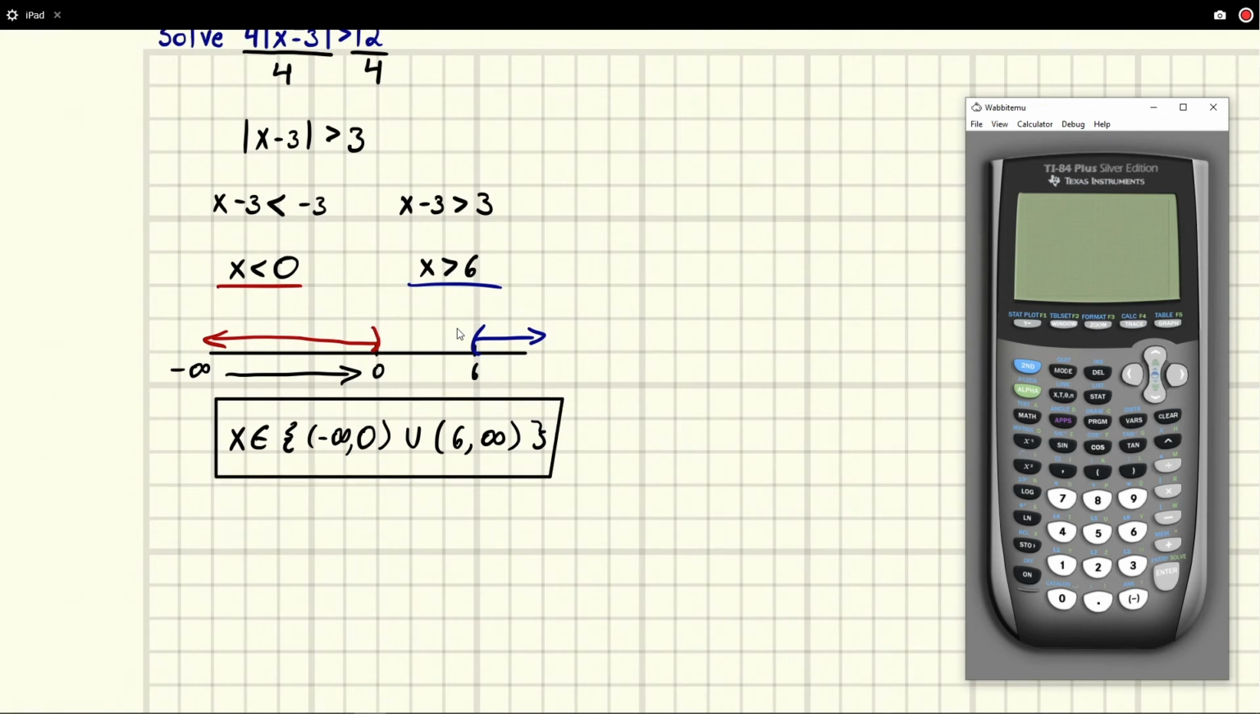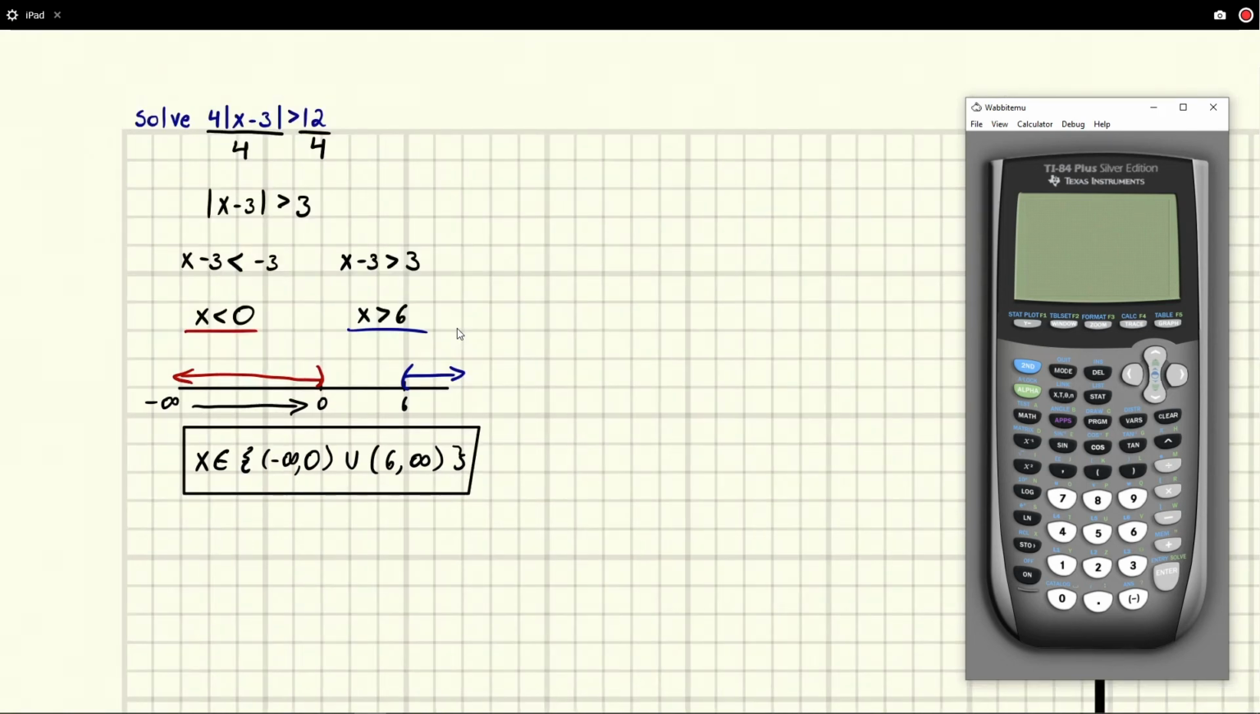Now we can check our solution. There's a couple ways you could check it. First, you could check and make sure that 0 and 6 actually do give 3. But I'm just going to check something inside the interval and see if it comes out true. So let's check, for example, negative 1, which is in the interval. If we pick negative 1, we're going to get negative 1 minus 3. Well, that's negative 4. And the absolute value of negative 4 is 4. And 4 times 4 is 16. And 16 is greater than 12. So we smile upon this interval. It appears to work out and be true.